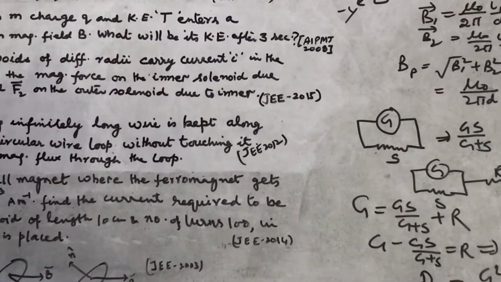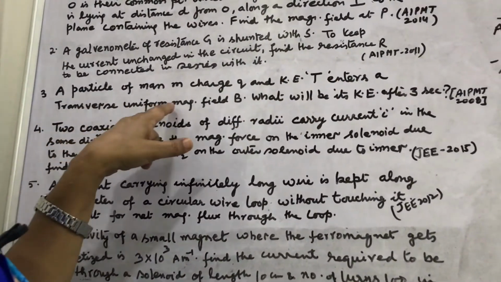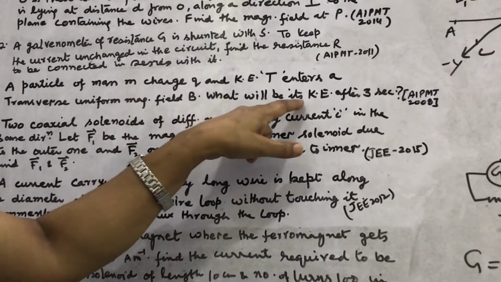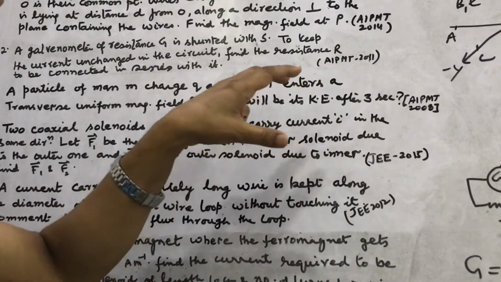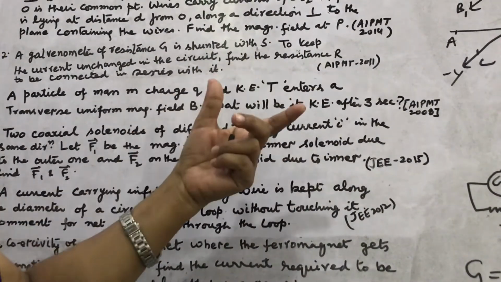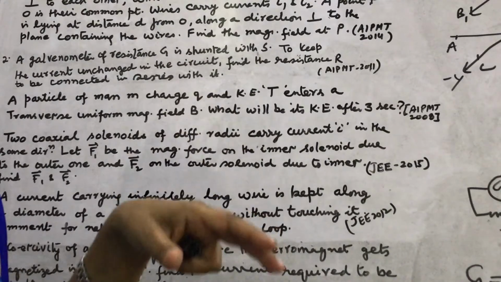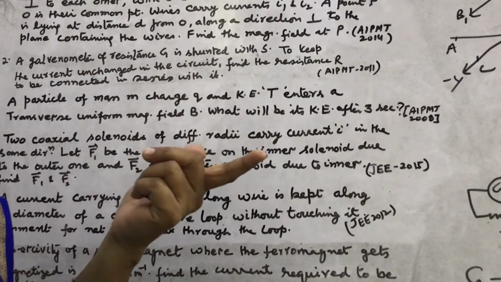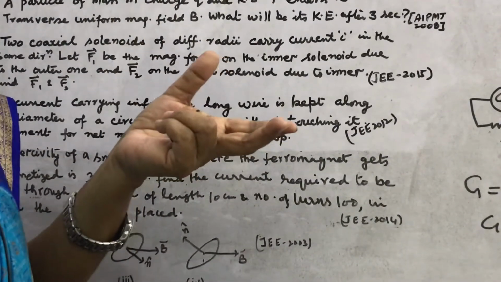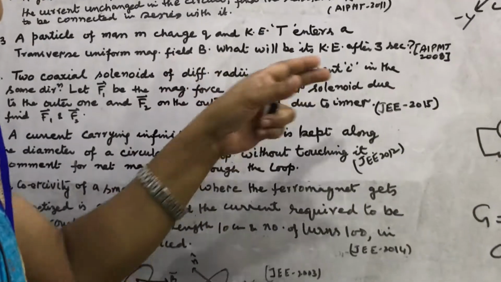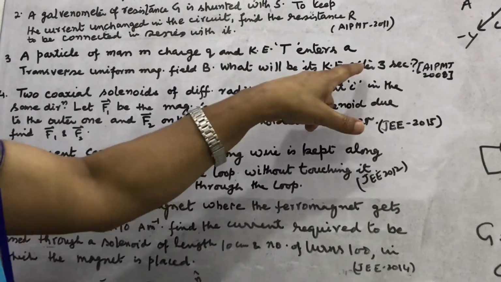Next: a particle of mass m, charge q and kinetic energy T enters a transverse uniform magnetic field B. What will be its kinetic energy after 3 seconds? If you have a clear-cut fundamental in your mind, that whenever a positive or any charged particle enters a uniform magnetic field transversely, what is the trajectory of its path? Circular. And circular means there will be no change in kinetic energy, no work done. So, whatever the time given, it does not matter, kinetic energy will not change. This is the third question.